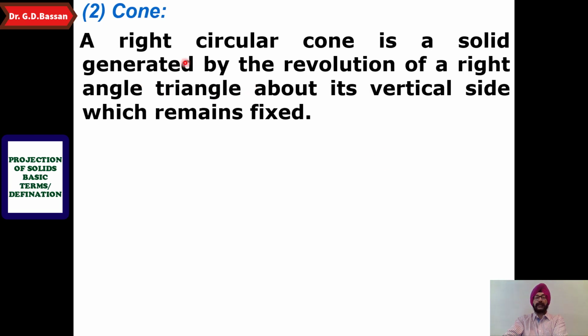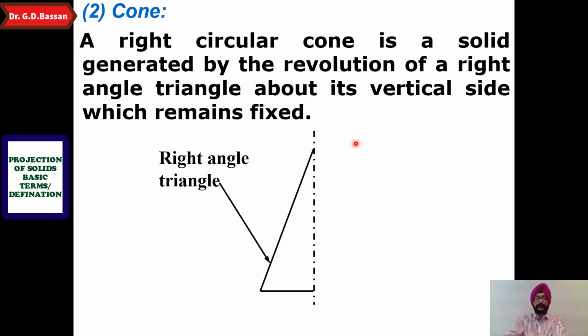Similarly, we can get the cone also. A right circular cone is a solid generated by the revolution of a right angle triangle. Okay, in the previous cylinder we took a rectangle, here we are taking a right angle triangle about its vertical side which remains fixed. So here this is a right angle triangle, this side we take as the fixed side about which the right angle triangle will revolve, then we get a right circular cone.